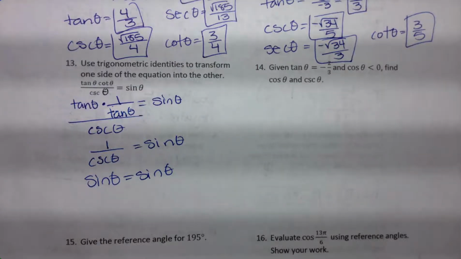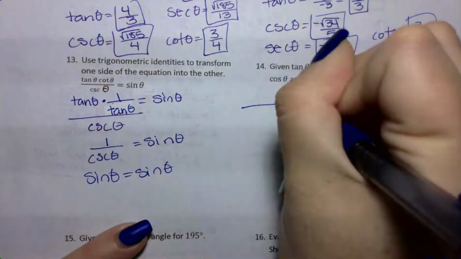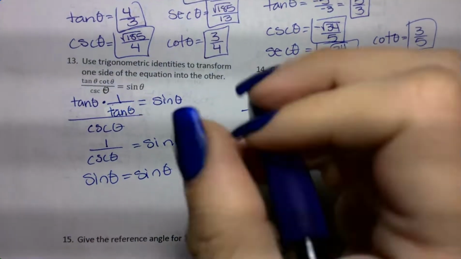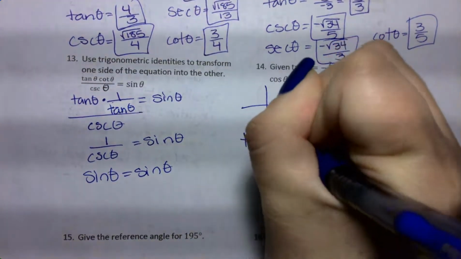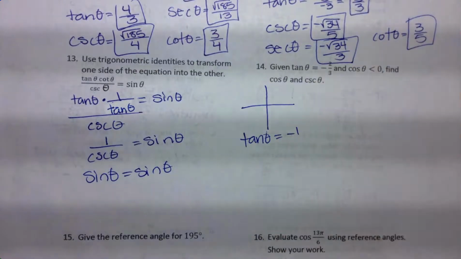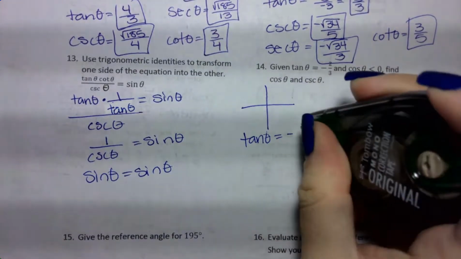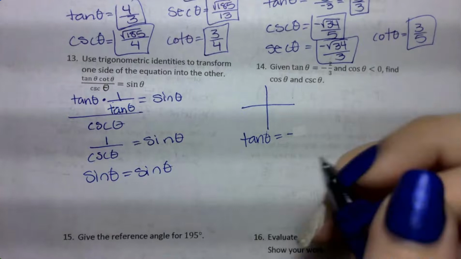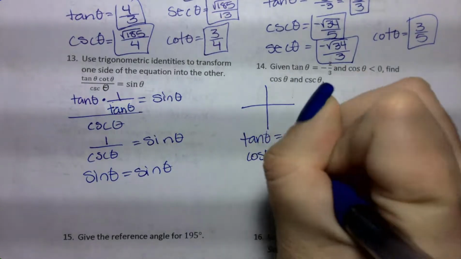Okay, number 14 says given tangent of theta equals -2/3 and cosine of theta is less than 0, find cosine of theta and cosecant of theta. So I'm going to start out by drawing a sketch. I want to figure out where tangent is going to be negative. Nope, not -1, just negative. And where cosine is also going to be negative.